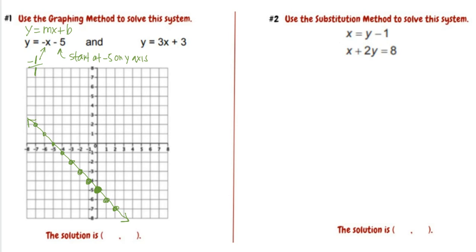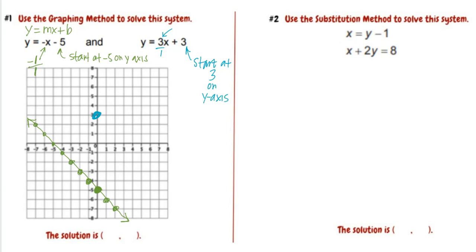The second equation, we're going to start at 3 on the y-axis, because that's our y-intercept. So make sure it's +3. And then the slope of this one right here is 3. If I were to turn that into a fraction, it would be 3 over 1. The rise over the run.